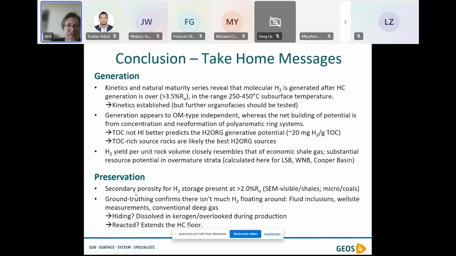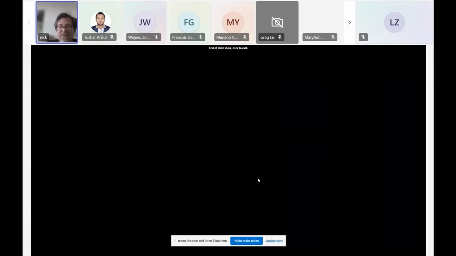Now to the preservation topic: secondary porosity for hydrogen storage is present in the metagenesis zone, visible in shales and as microporosity in coals. So the ground truthing confirms that there's really not much hydrogen floating around, but it might hide dissolved in kerogen or simply be overlooked during production, and perhaps also reacted, extending the hydrocarbons floor. All right, that was it.